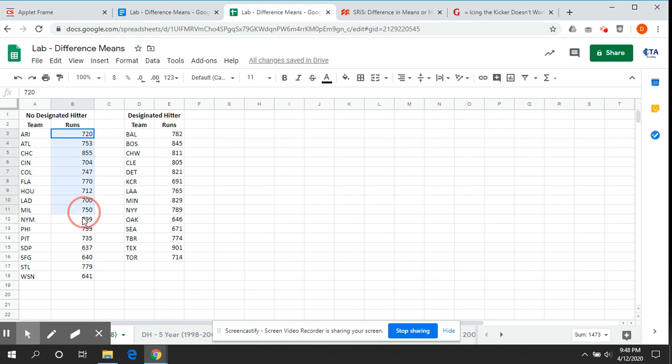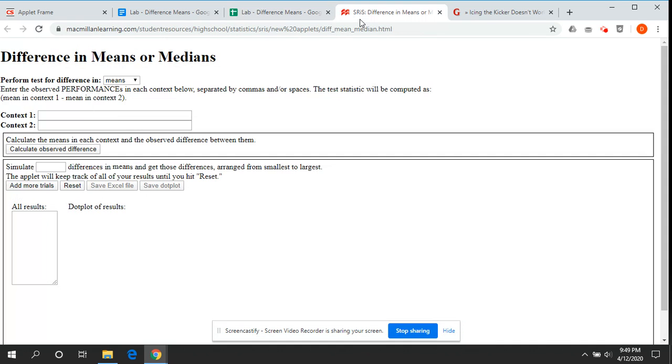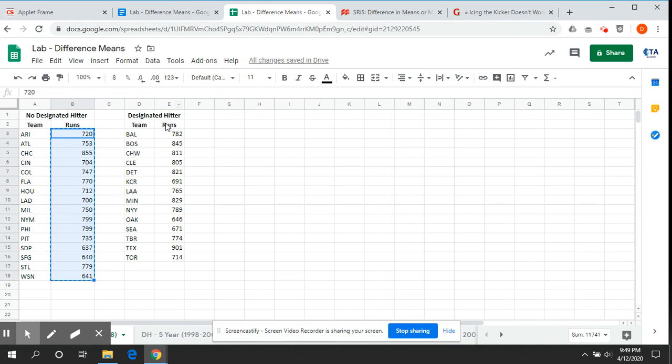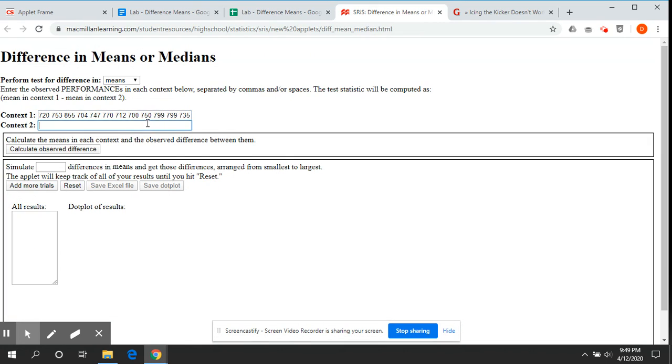So the nice thing is when I highlight these from the spreadsheet and I copy them, it'll paste over quite nicely right in here. So I just paste over. And then same thing if I go back and I highlight this and I paste them in.